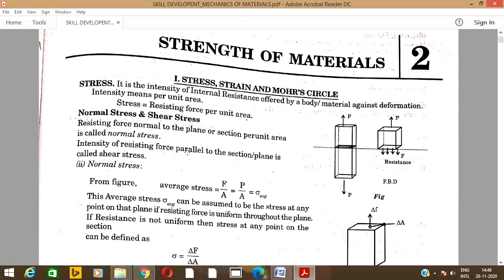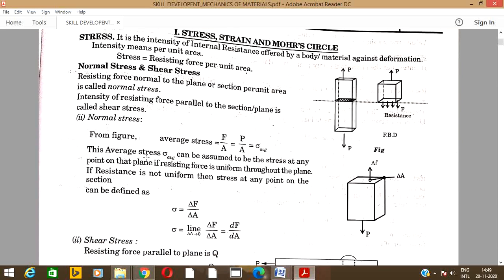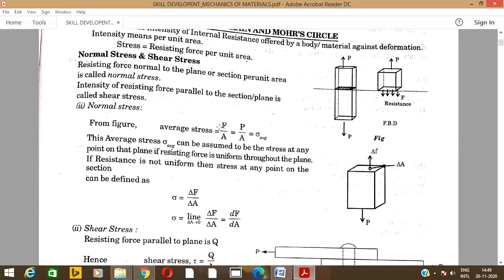The intensity of resisting force, if it is parallel to the section plane, is called shear stress. Here it is perpendicular. If it is acting in this direction, parallel to the plane of resistance, then we say it is a shear stress. Normal stress is F by A, the average stress. We can also represent this as P by A, that is, load per unit area.